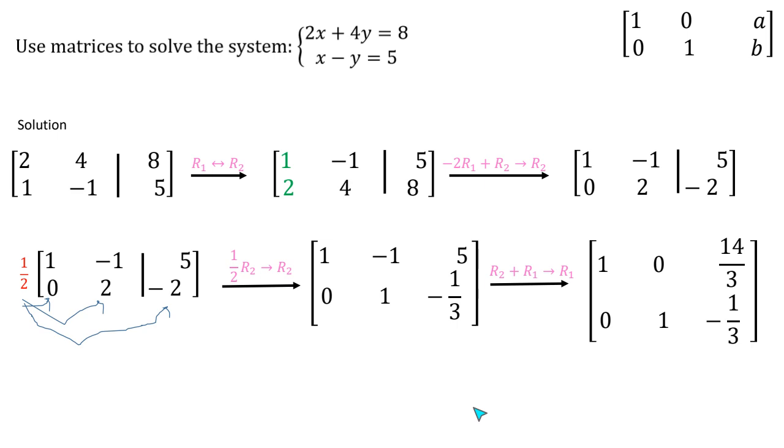So now we see that we have our left side of our equal sign. We don't have the pipe here, but we have our identity matrix. So what this is telling us is the answers. We have our x is equal to 14 over 3, and our y is equal to negative 1/3. Okay, so this is how we use basic matrix operations to solve our systems.